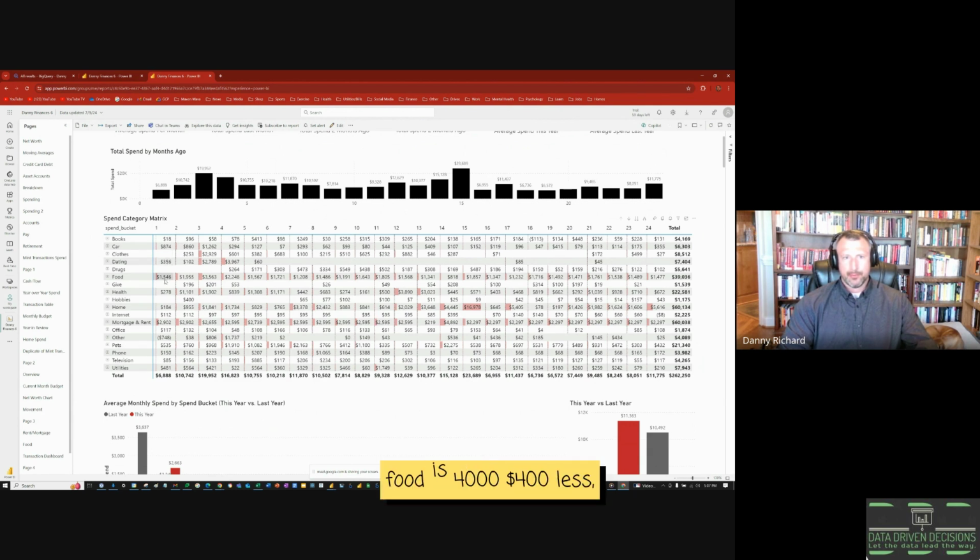Food is $4,400 less. Spending way less on health. Way less on home. Good job. Mortgage is the absolute same.